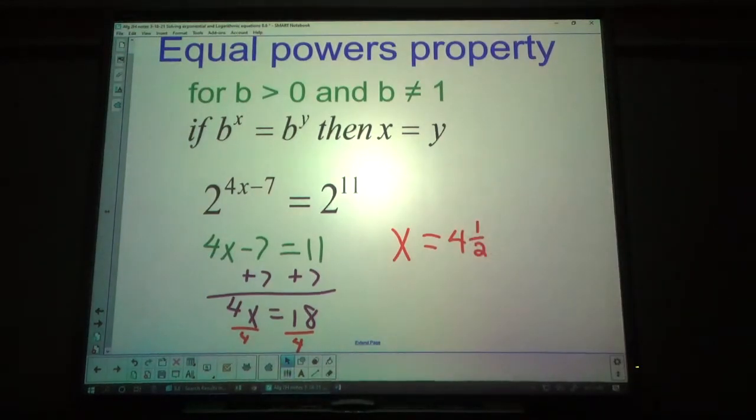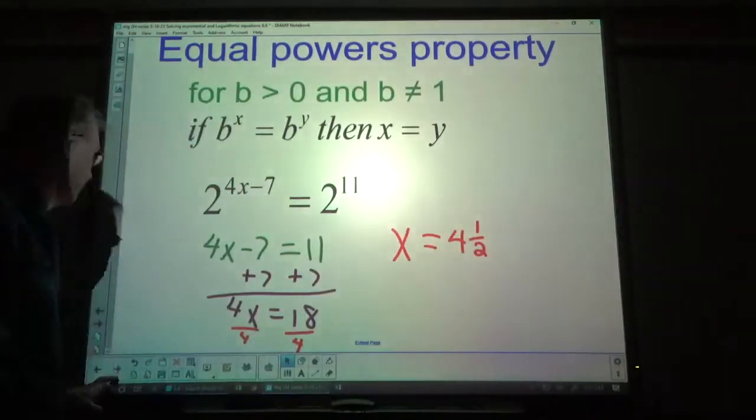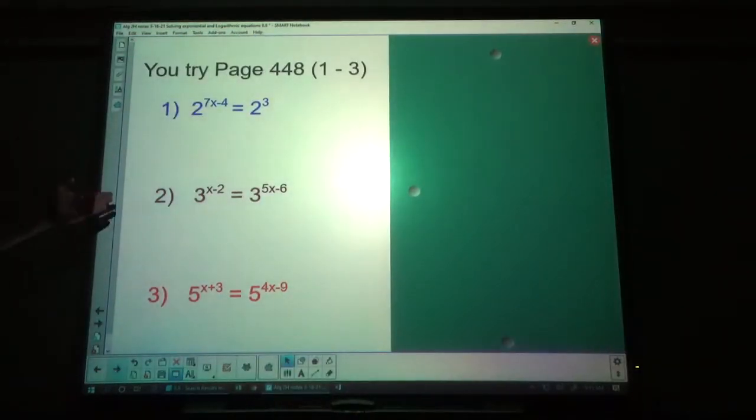That doesn't always come out nice and neat. 9 over 2 is 4.5. And there you have your answer. Equal powers property. Now use the equal powers property and solve each of these.